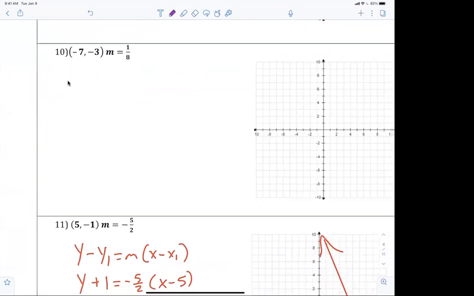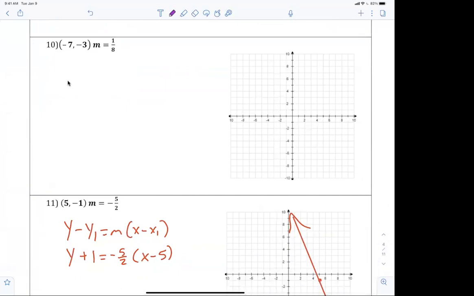What am I doing? y minus, so y plus 3. Good. Equals, y, right, times x minus plus 7. Good. Very good. Very good.